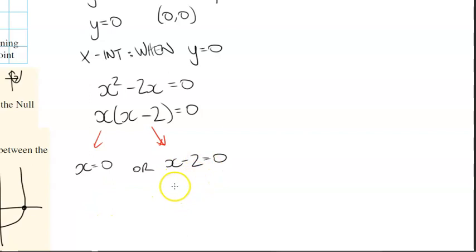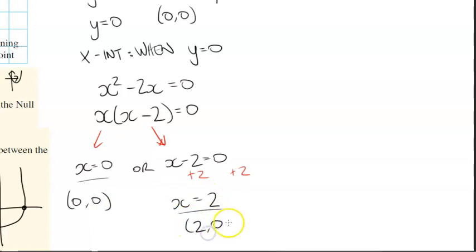And for this to work, we're going to add 2 to both sides to get x by itself. And so we have x is equal to 2. So in this scenario, there are two cases where this works: x can take on the value of 0, because 0 times negative 2 will give me 0, or when x is equal to 2, 2 times 0 will give me 0 as well. So these are the two options that work. So this point here would be (0, 0), and this point here will be (2, 0).